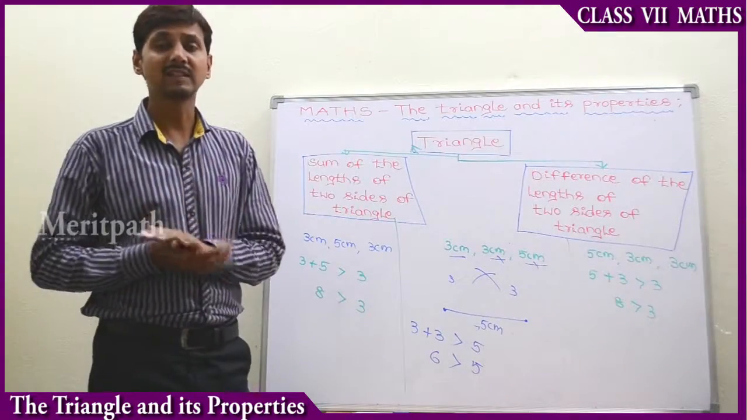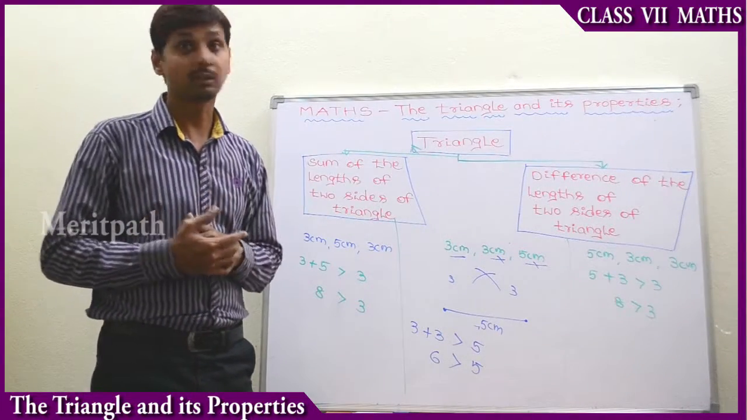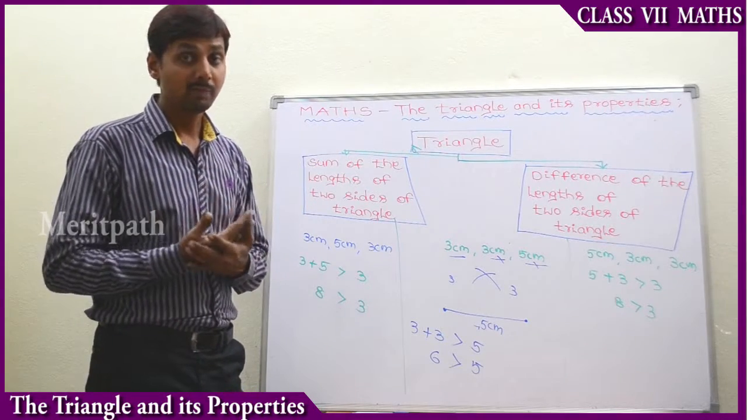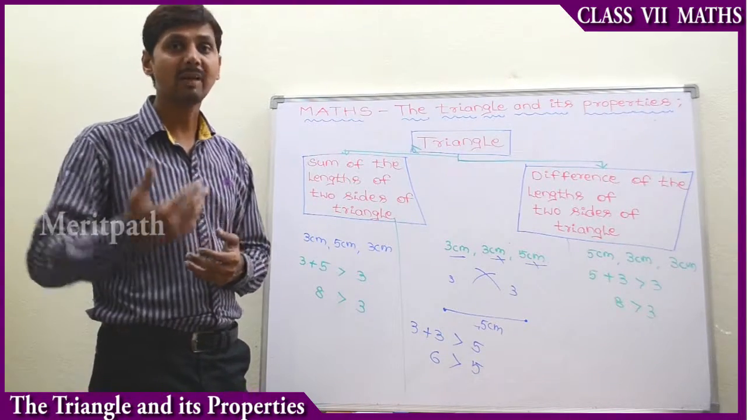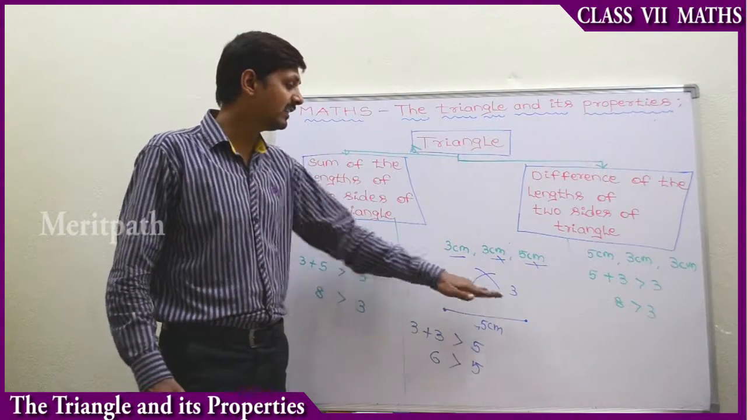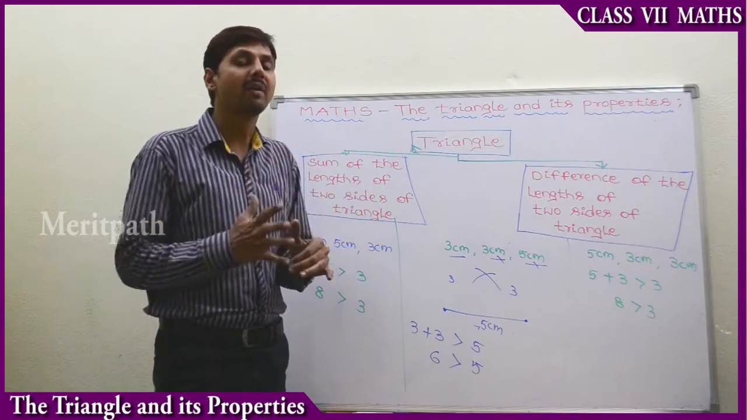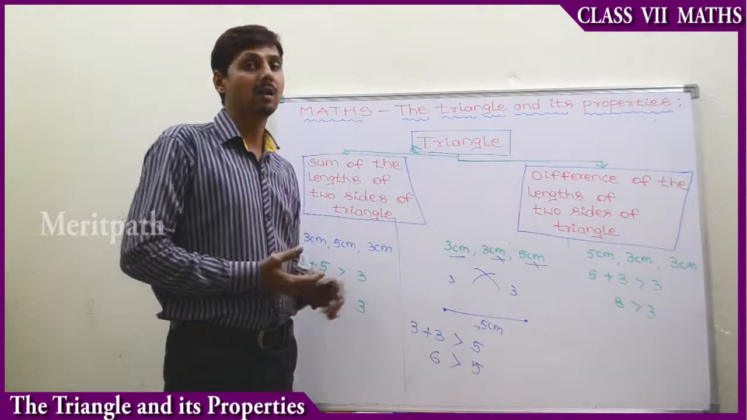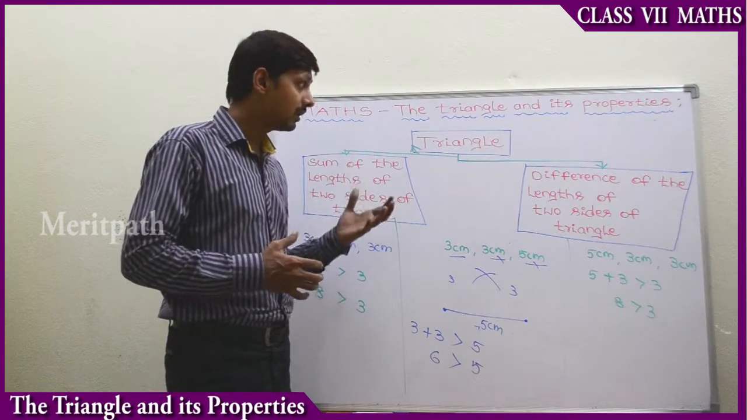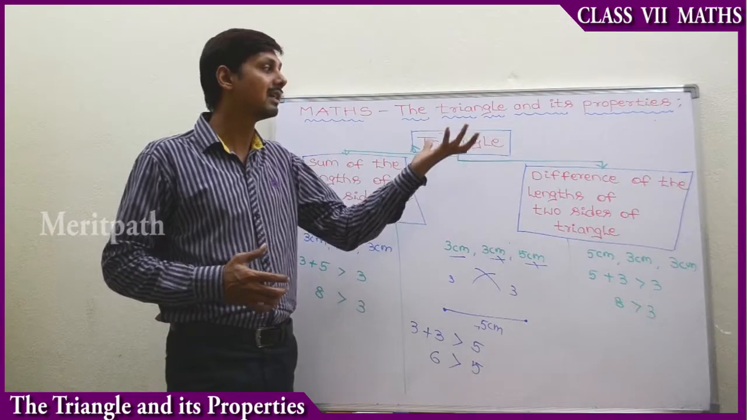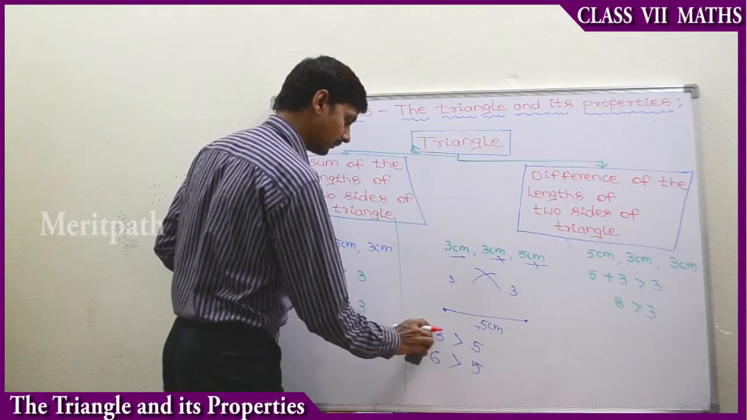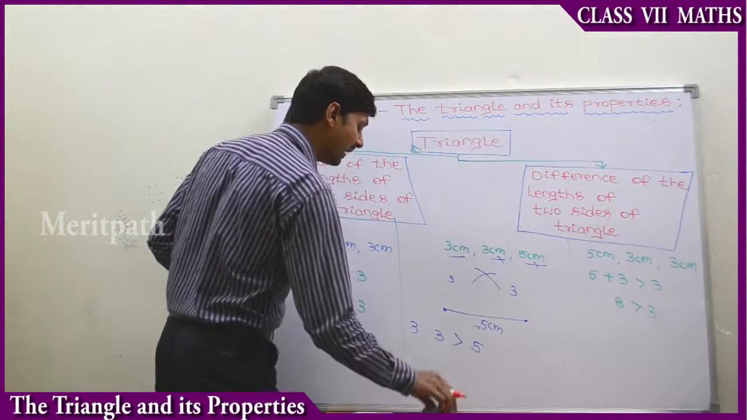Let's connect the same thing with the difference between the two sides of a triangle. Instead of plus, let us take minus. What will happen? As we know, we can construct a triangle using 3 centimeters and 3 centimeters, which will join. So instead of plus, let's find the difference of the lengths of the two sides of a triangle, that is minus.